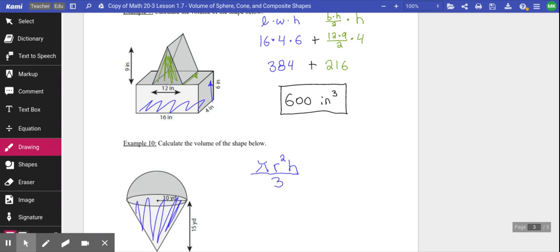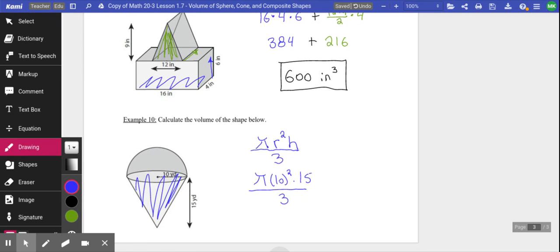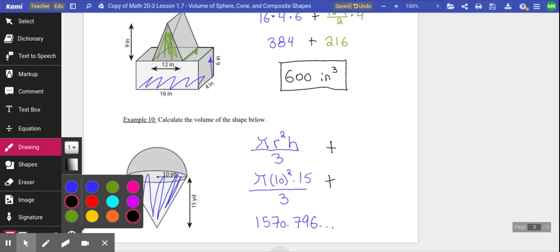So if I'm doing the volume of just that cone, I'm going pi times 10 squared times 15 and then dividing it by 3. Timesing things by pi makes the number ridiculous. 1,570.796 dot dot dot. But that's just the cone.